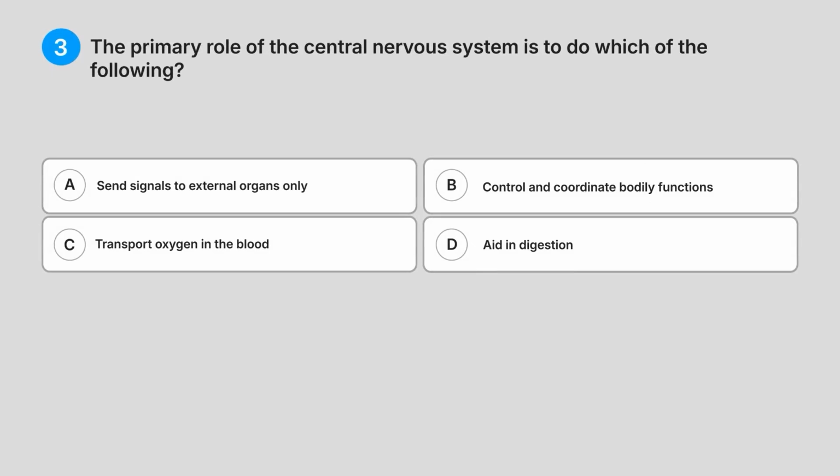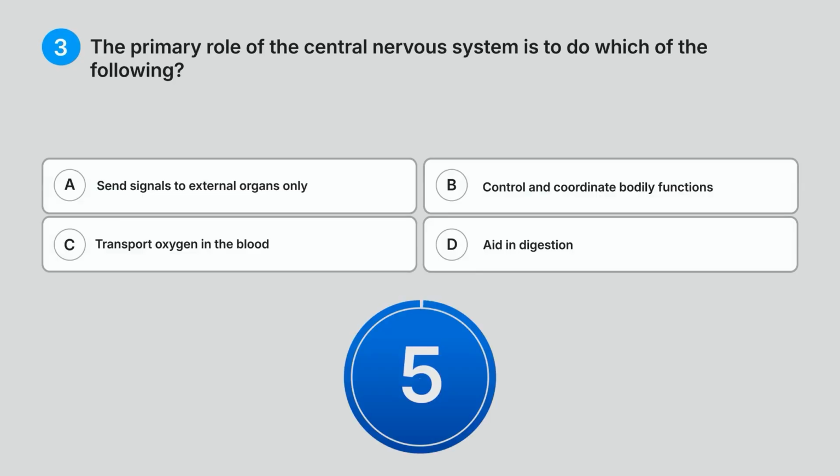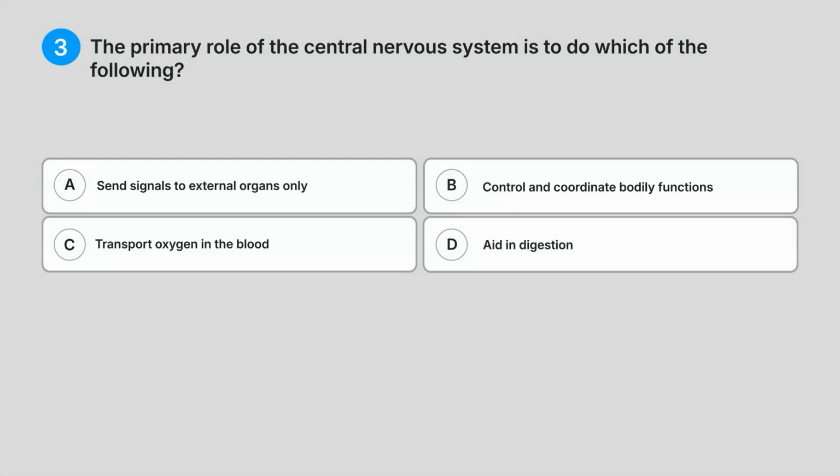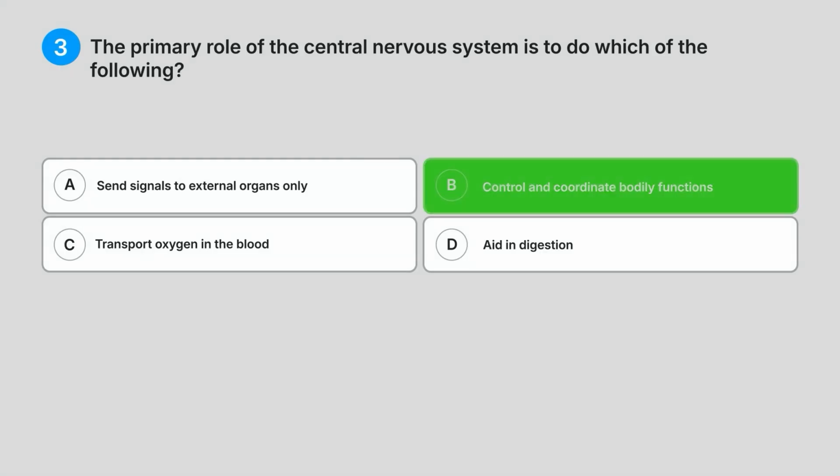3. The primary role of the central nervous system is to do which of the following? A. Send signals to external organs only. B. Control and coordinate bodily functions. C. Transport oxygen in the blood. D. Aid in digestion. Can you guess the answer? Correct answer, B. Control and coordinate bodily functions.